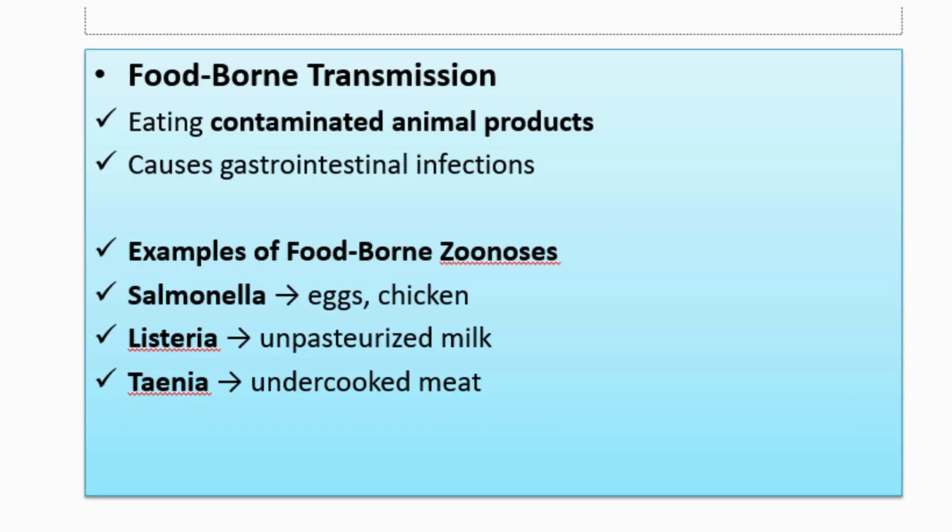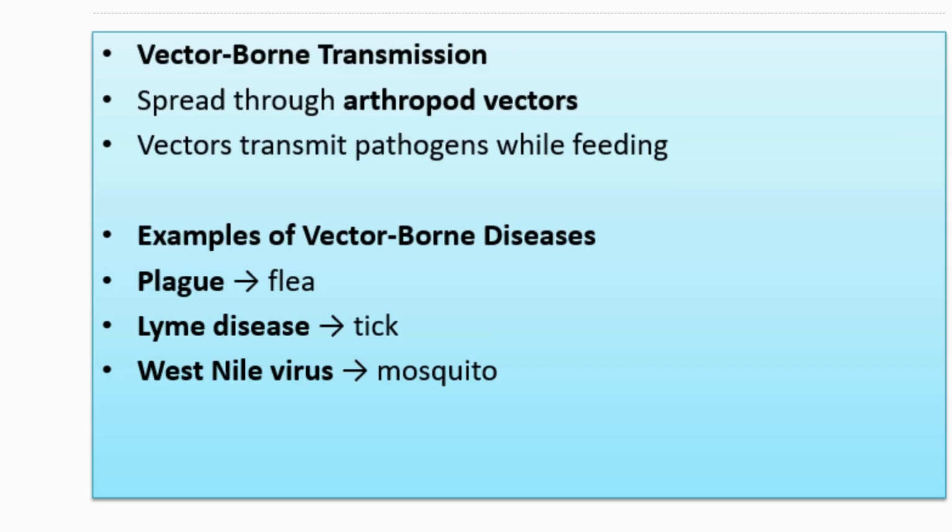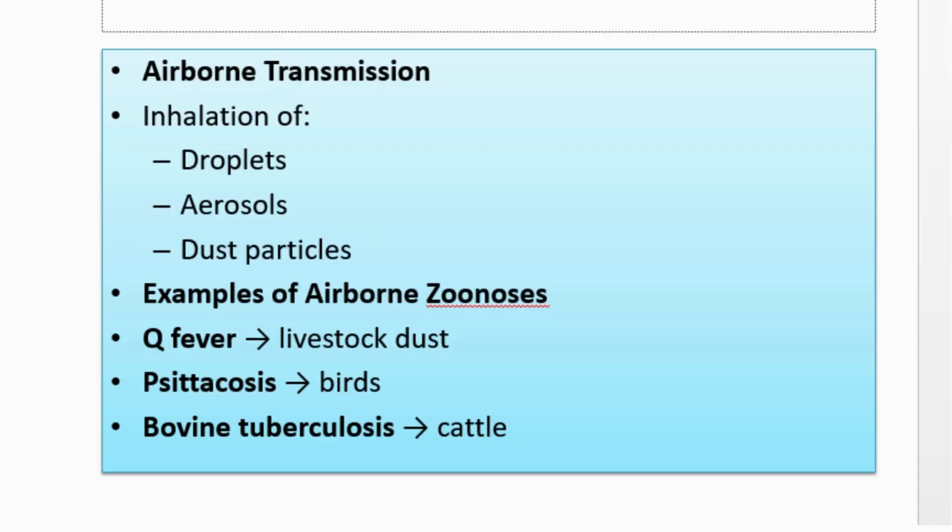So foodborne transmission is eating contaminated animal products, causing gastrointestinal infection. For example, foodborne zoonoses are salmonella, from eggs and chicken, listeria from unpasteurized milk, and taenia from undercooked meat. Vector-borne transmission is spread through arthropod vectors, which transmit pathogens while feeding. Examples of vector-borne diseases are plague, from fleas, Lyme disease, from ticks, and West Nile virus, from mosquitoes.